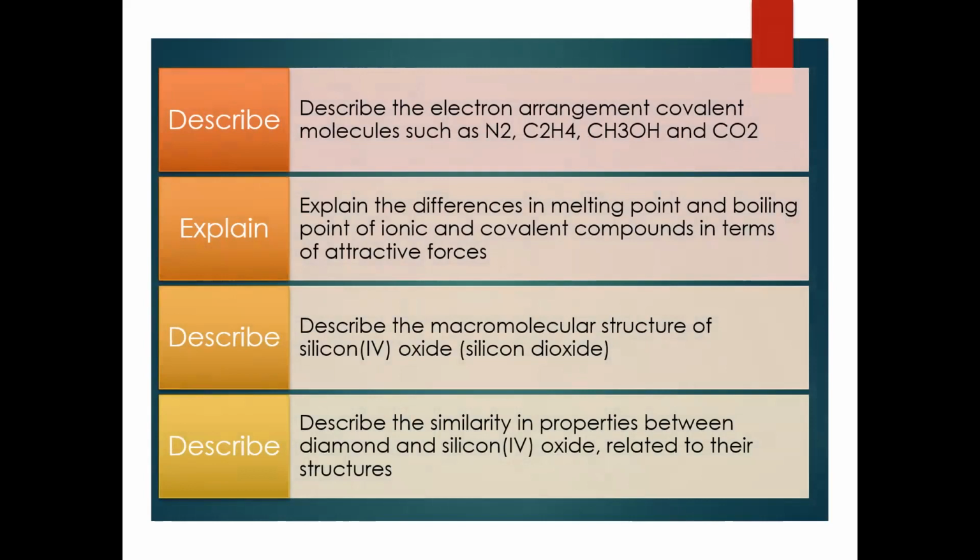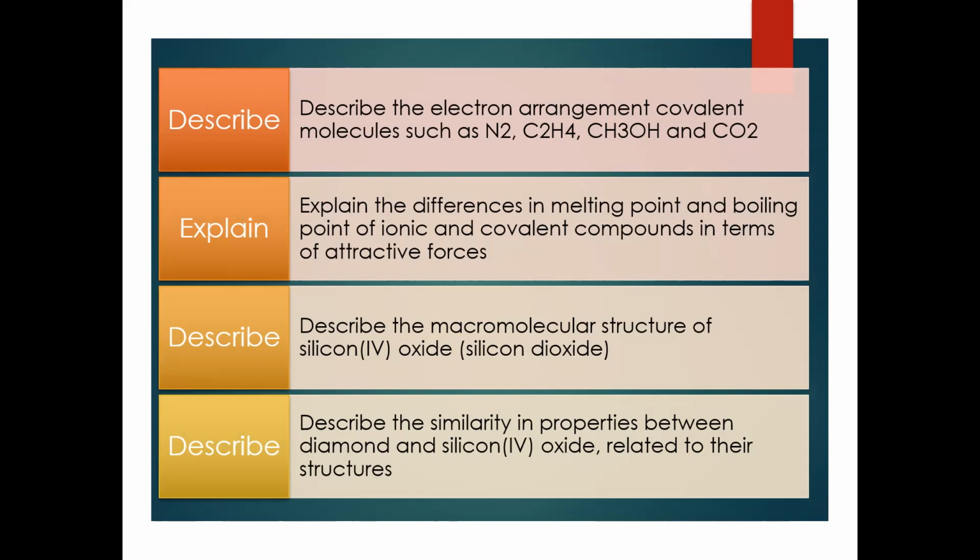Describe the electron arrangement of covalent molecules such as nitrogen, ethene, methanol, and carbon dioxide. Explain the differences in melting point and boiling point of ionic and covalent compounds in terms of attractive forces.